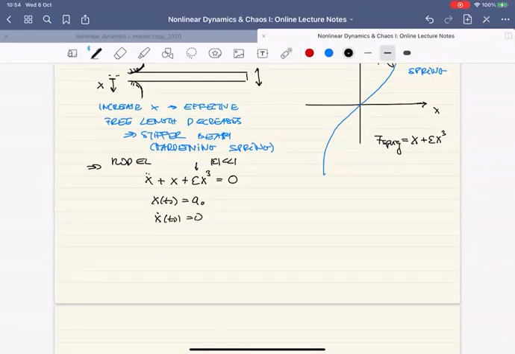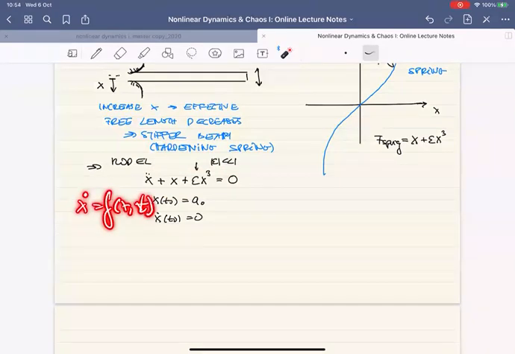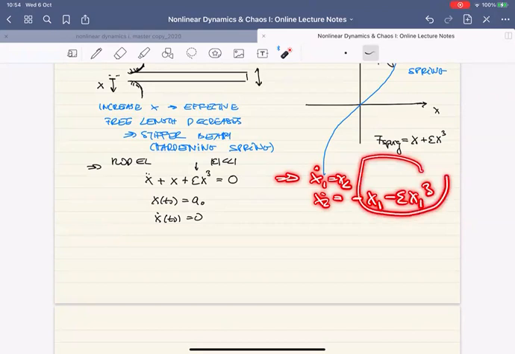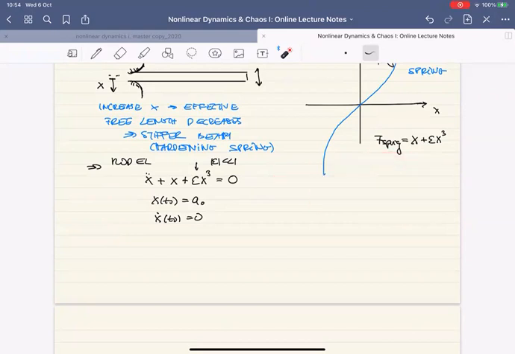Why am I specifying two values? Because remember that for everything we do in dynamical systems, we use theorems that are fundamentally stated for first order systems. This is a second order system. So you always have to think about rewriting this as x1 dot equals x2, x2 dot equals, in this case, minus x1 minus epsilon x1 cubed, right? And then this is now a 2-dimensional dynamical system, so you need 2D initial conditions.